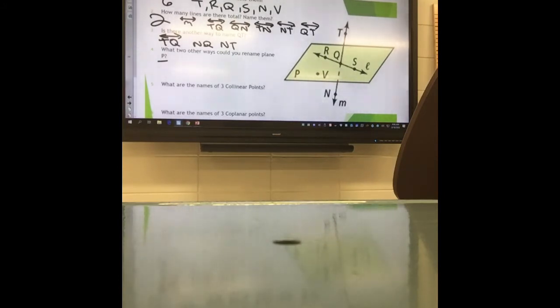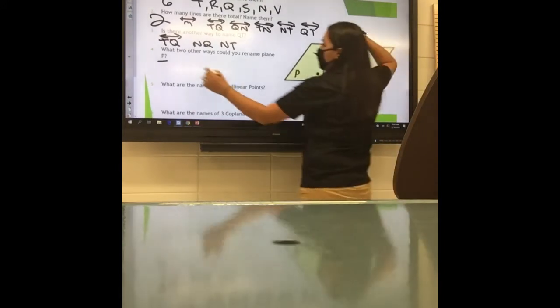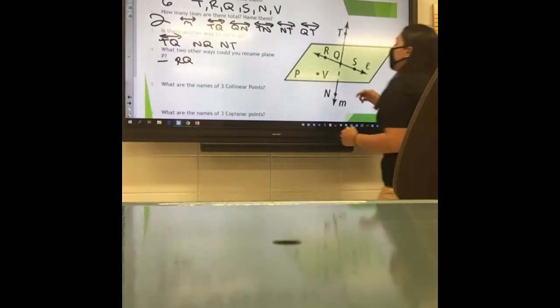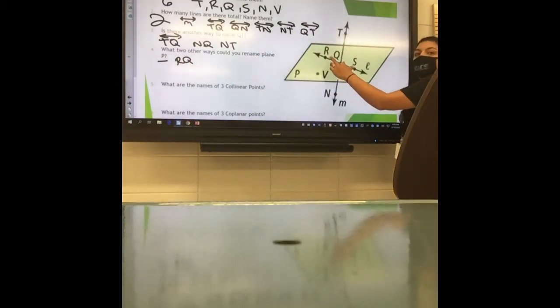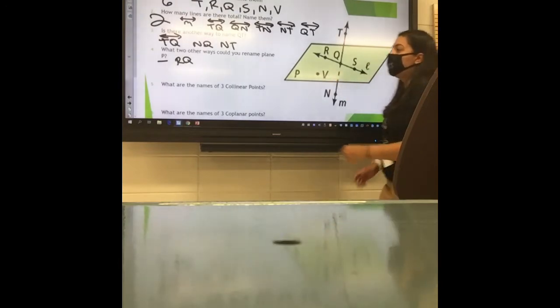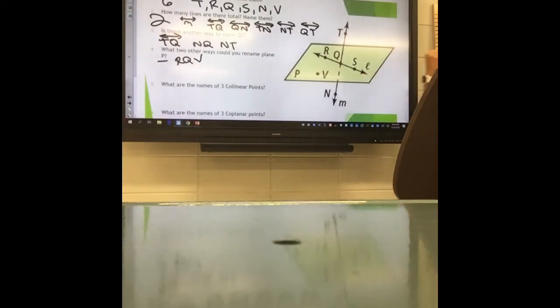If we pick two points that are on the same line, we can name the plane RS, or no, RQ. What about QR? Because RQ lies on the same line, and then you pick one point that's on the plane. In this case, there's only one of those, V. So that's one way you could rename this plane rather than just plane P.